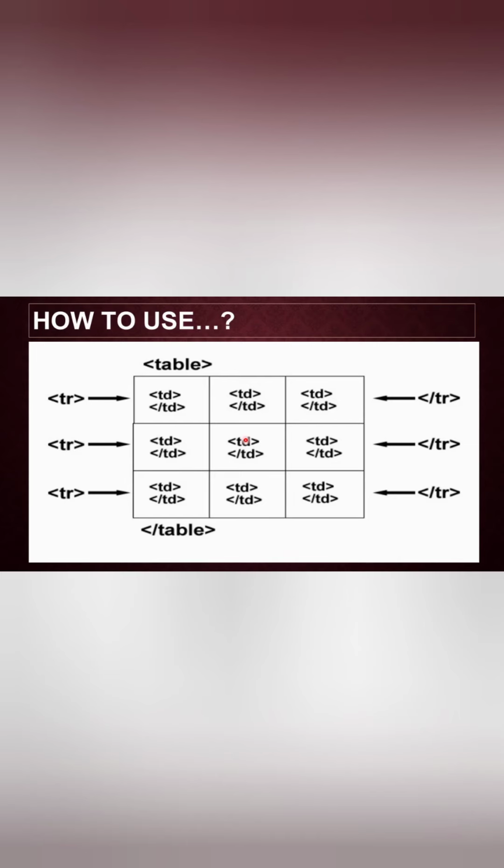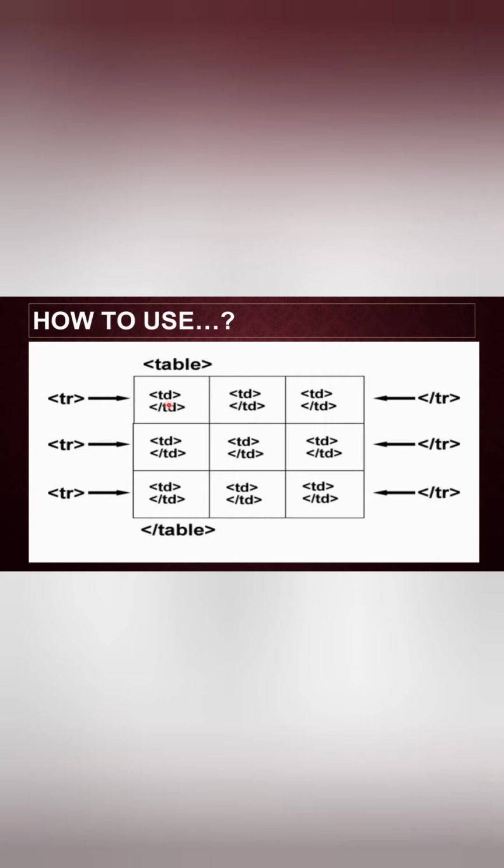Now, how to use these tags for creating a table? So, first of all, we have to open the table tag. Then we have to open the tr tag. So, for creating a table, first we have to open the table tag. Then we have to open the tr tag because we are going to insert a new row. For creating a new row, we have to start with tr tag.